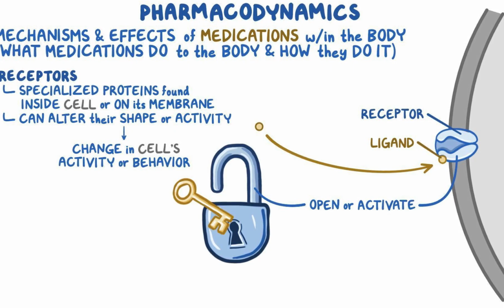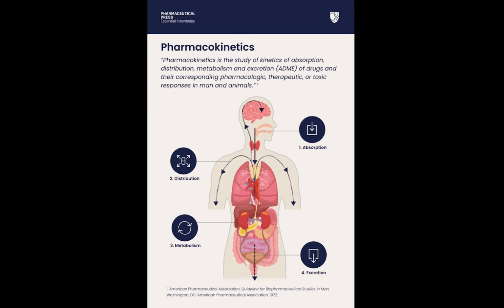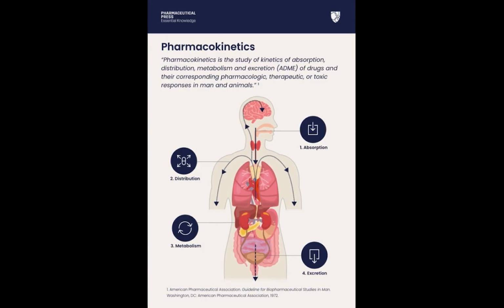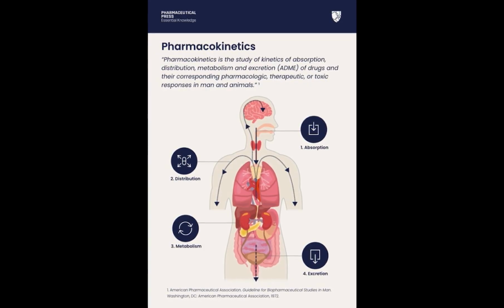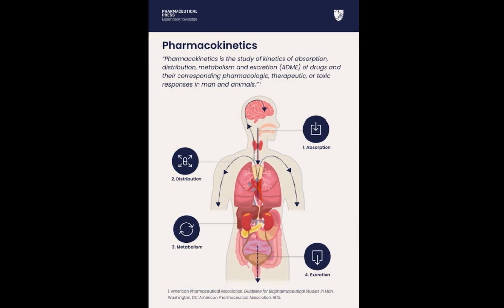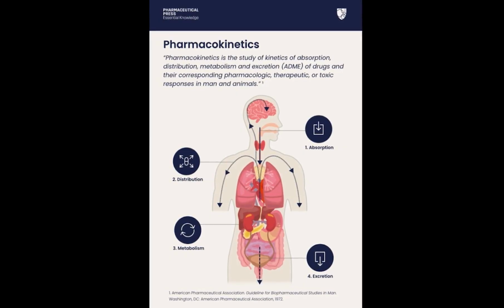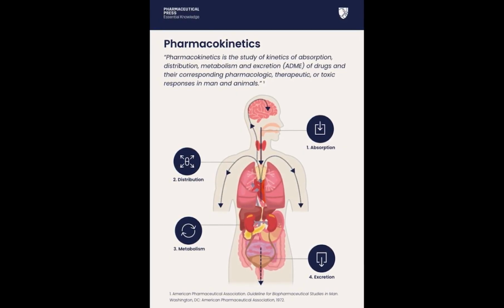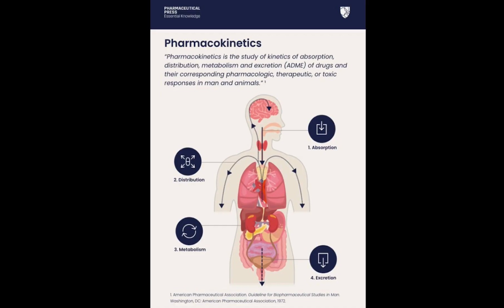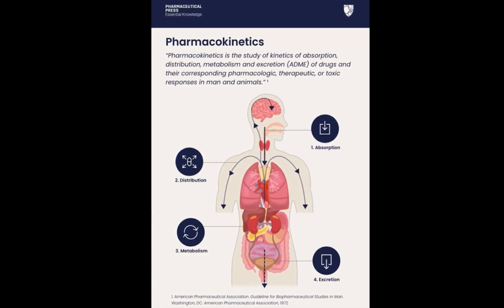Pharmacokinetics is the study of how a drug moves through the body. This includes how it is absorbed, how it is distributed to different tissues, how it is metabolized or chemically altered, and finally, how it is excreted. We will explore these steps more deeply later on, but for now, it's enough to think of pharmacokinetics as describing the journey a drug takes from entry through transformation to exit.